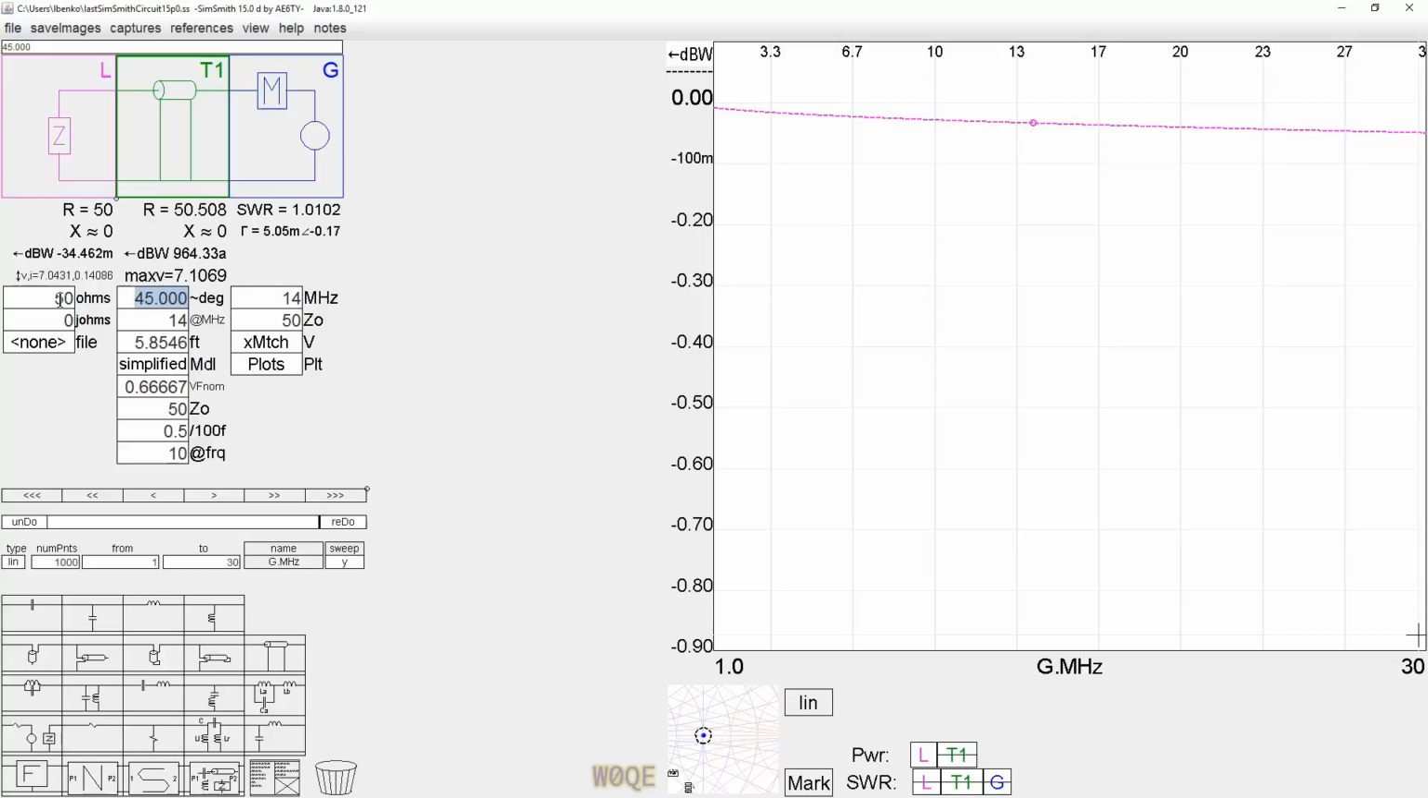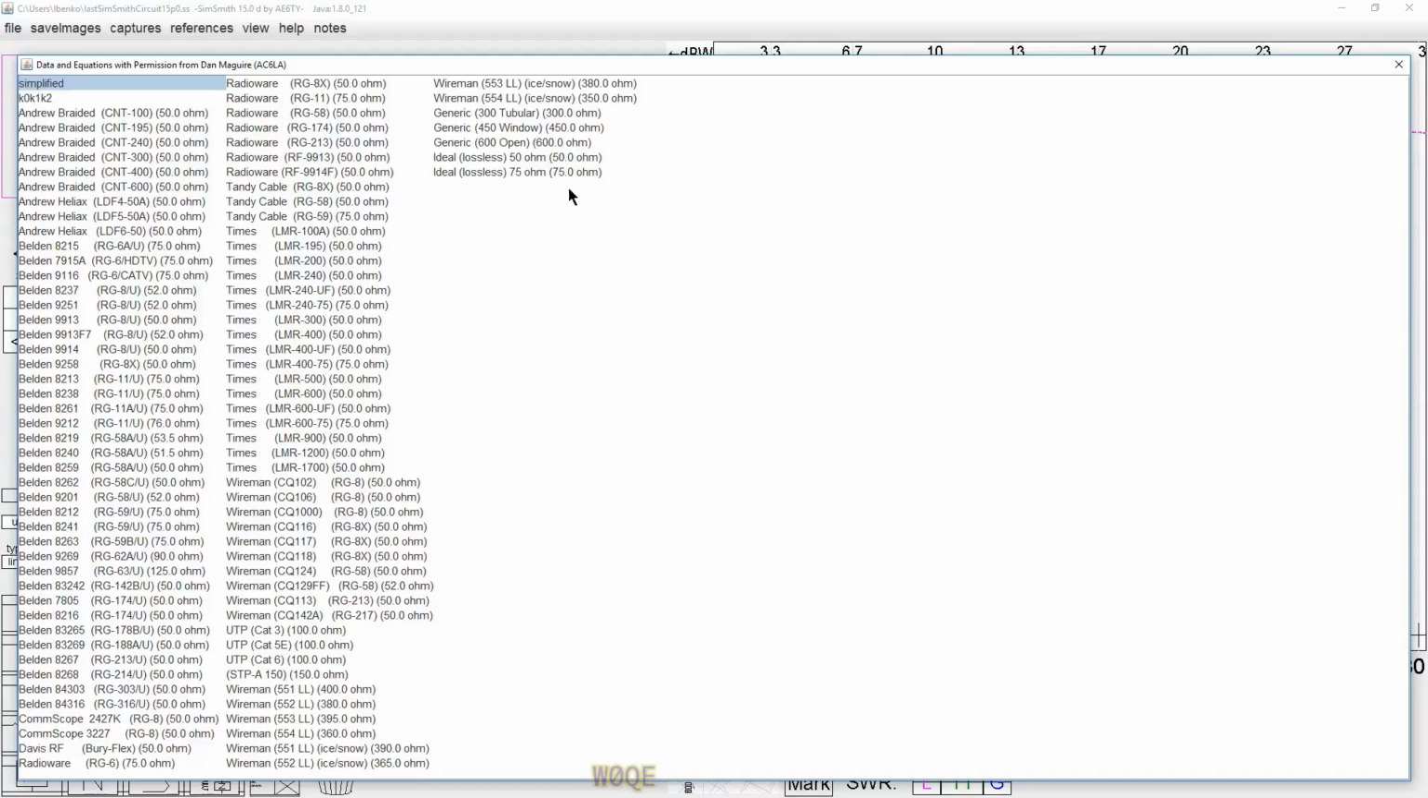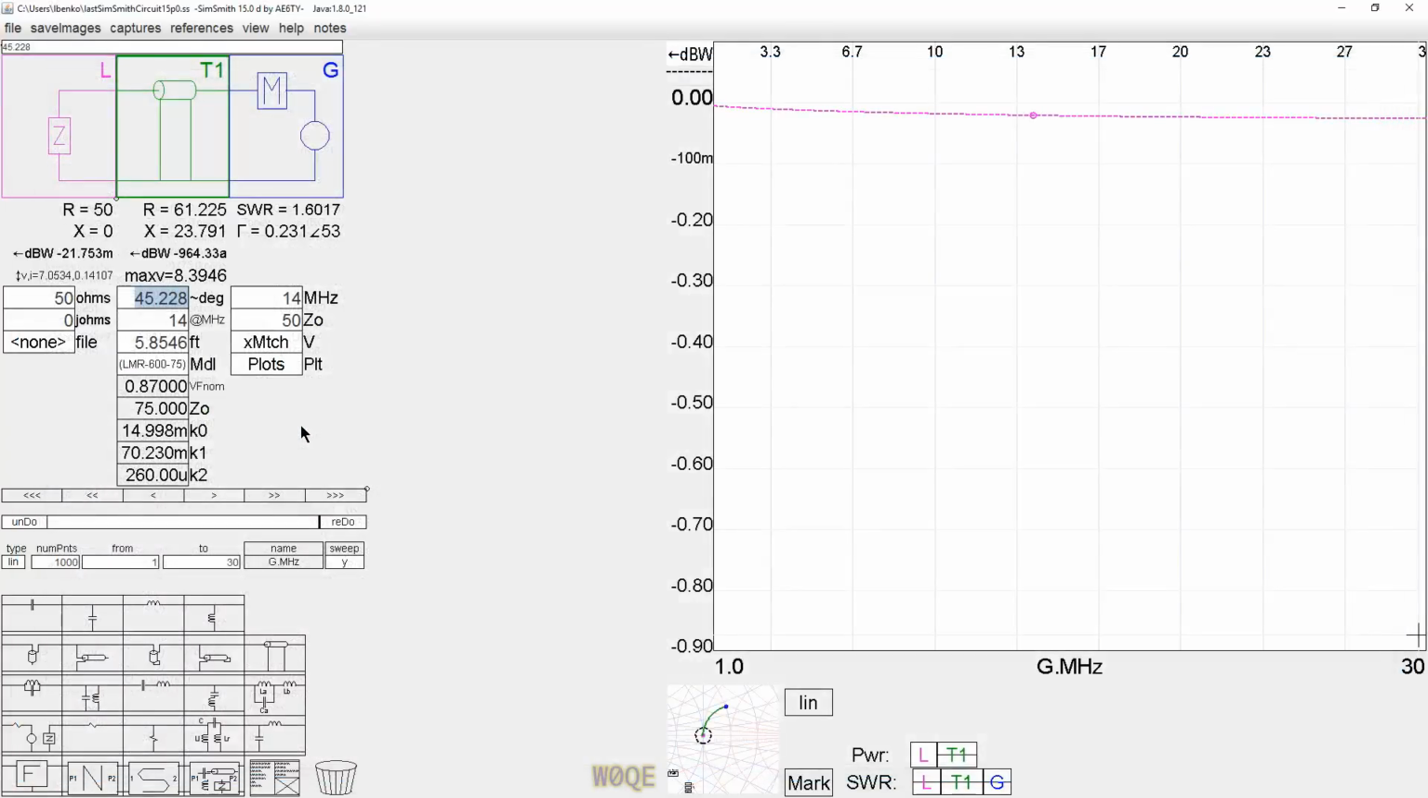Let's take a 50 ohm load. We're going to take a piece of transmission line. It's going to be 75 ohms. See what the biggest thing we can buy is, the biggest thing we can take out of our catalog here. Looks like LMR 600.